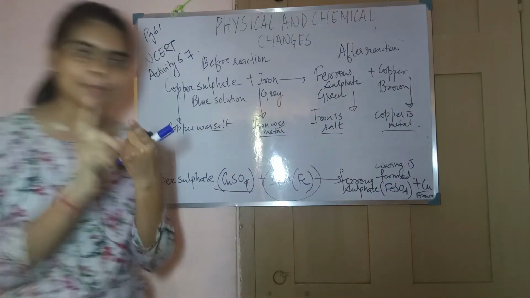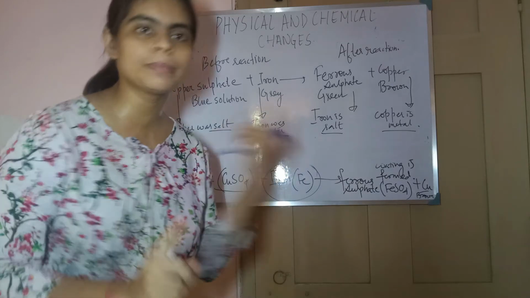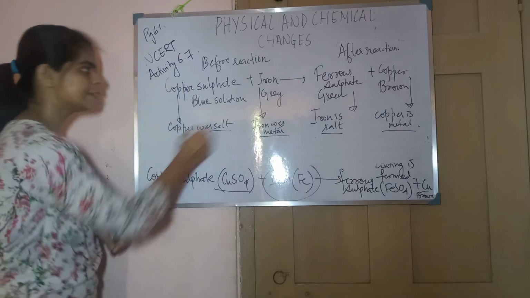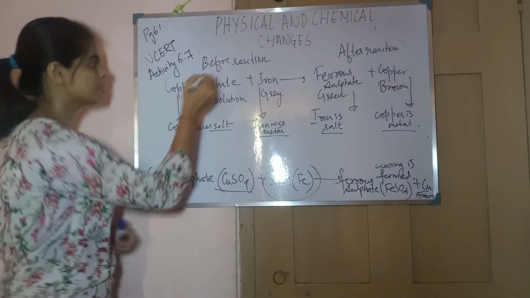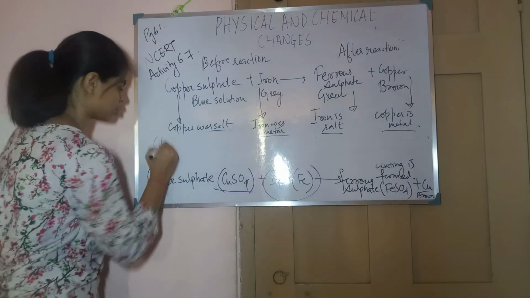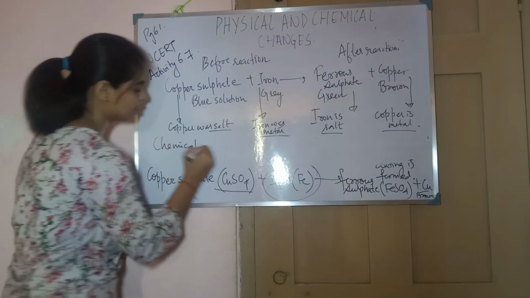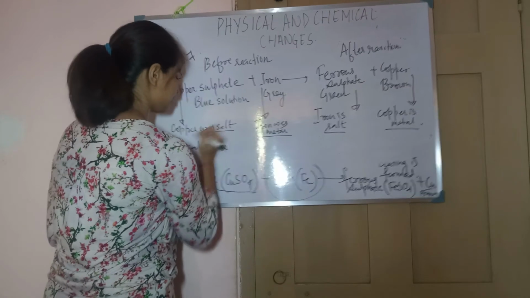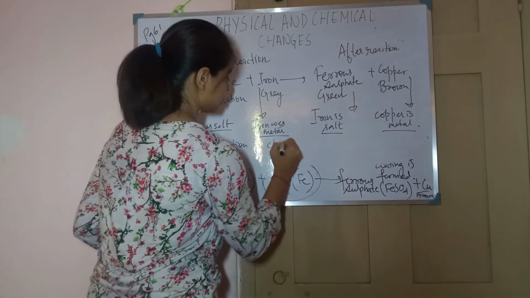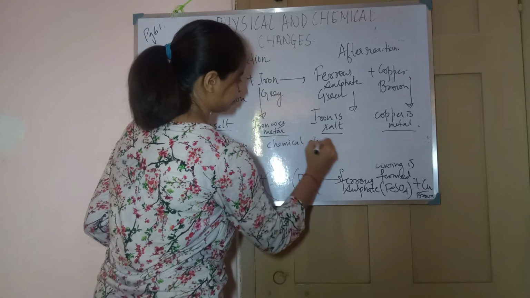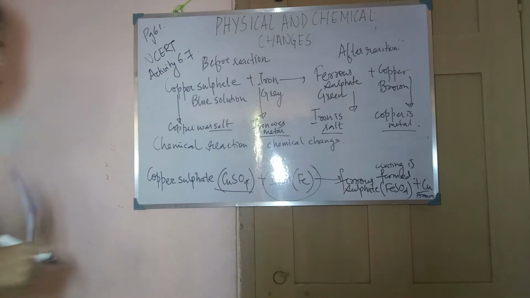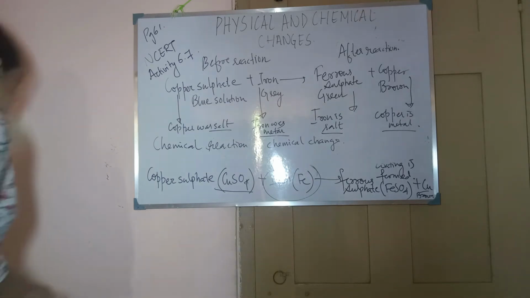Since the chemical property and the property based on uses are changed, this reaction between copper sulfate and iron is a chemical change. So this is a chemical change. Got it? Now you know what kind of reaction it is.